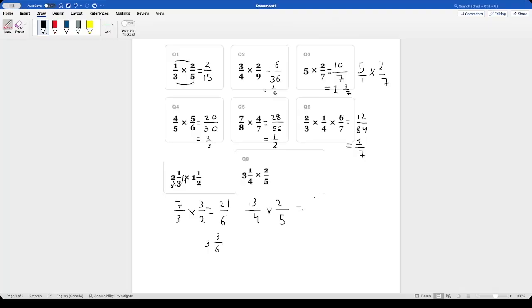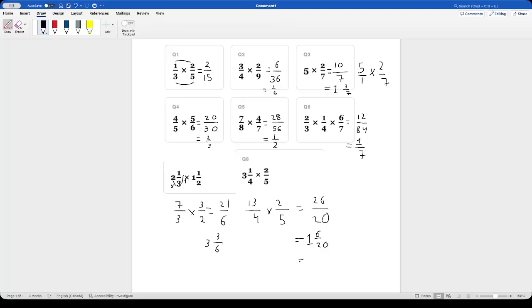So 13 times 2 is 26, and 4 times 5 is 20. And then we can convert it into a mixed number again. So how many times does 20 go into 26? 1 time. How much is left over? Well, 6 is left over because 20 goes into 26 up to 20, and 6 is left over, and then 6 over 20 would be it.